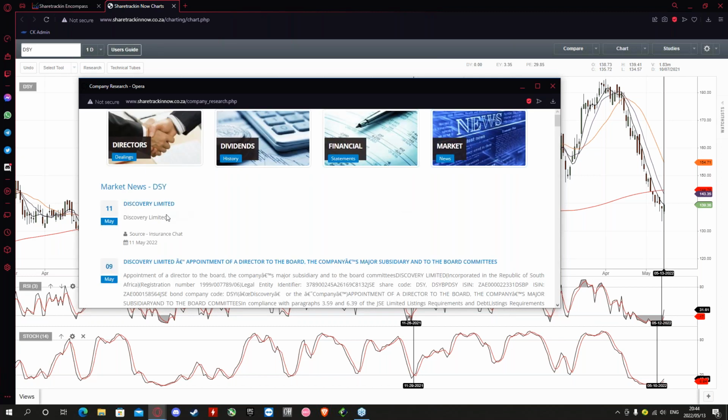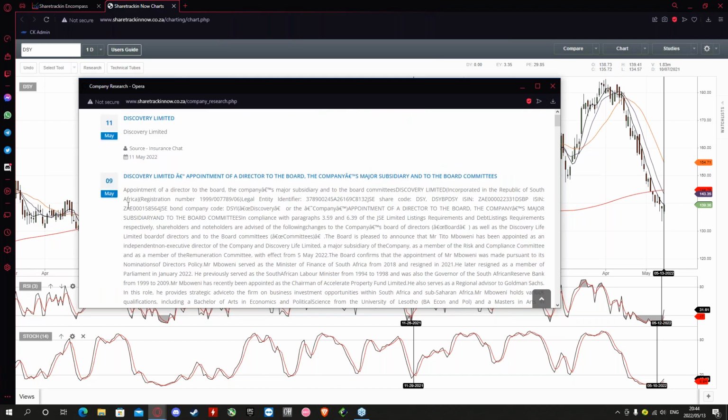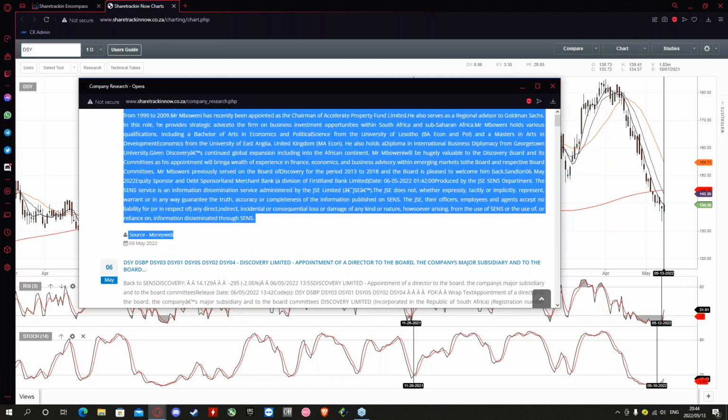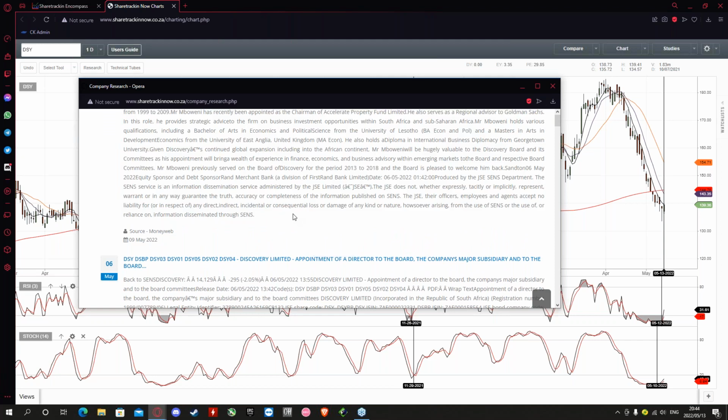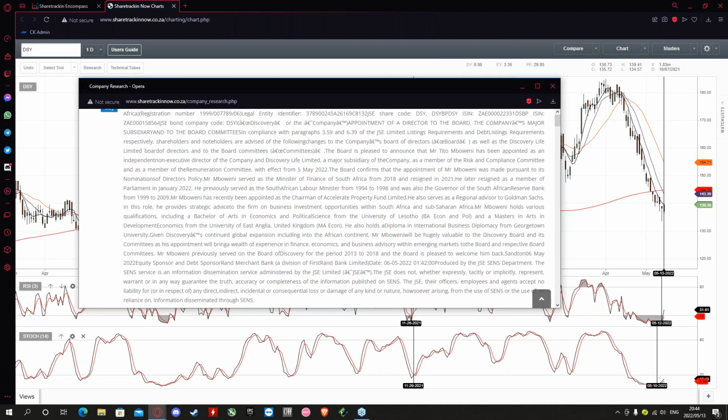So you'll see on late 11th of May, there wasn't really any news, so that would have been a Sens News, for instance, but there was some news. Okay, so on 9th of May, Discovery Limited, appointment of director to the board. So that was a board meeting that they held, and you can read through that entire meeting. So some notes that they had for that meeting.